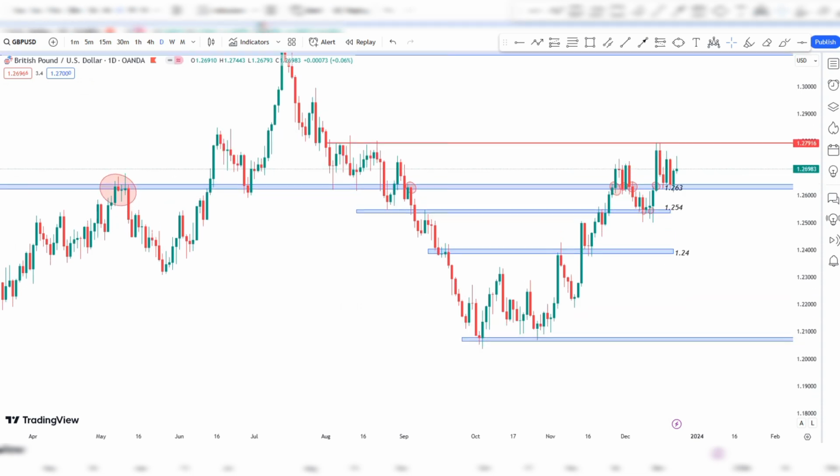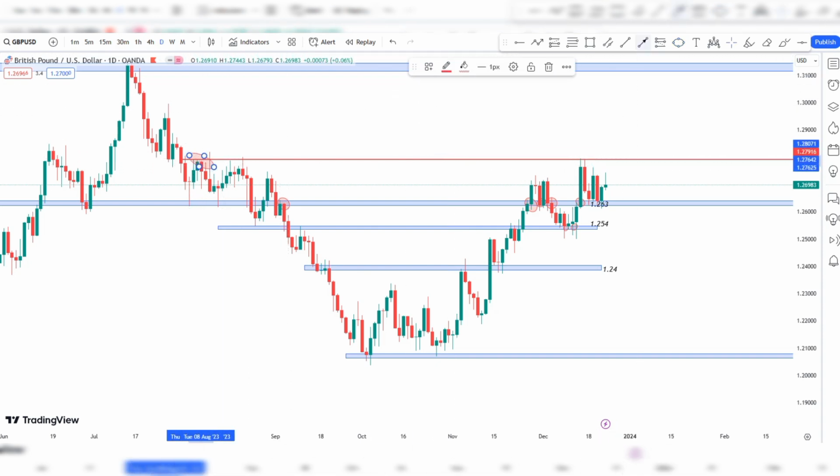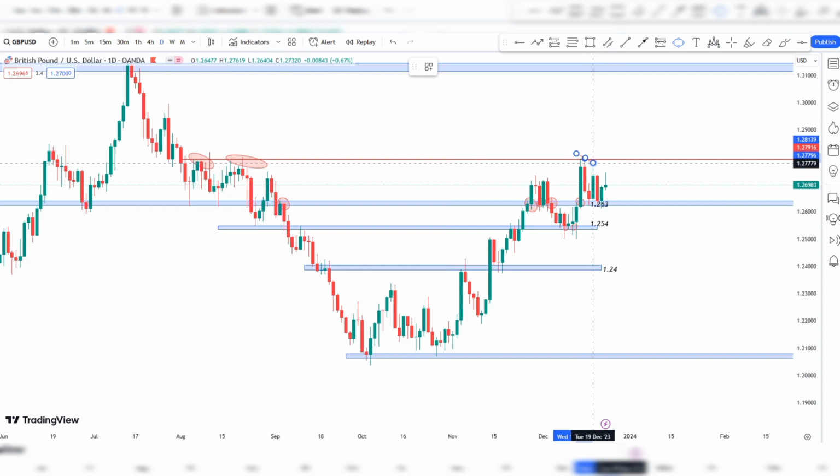And on the daily time frame as well, we can see the reason why I marked out this resistance area is because price has been testing it previously, and then we had this sort of recent test of that area as well.